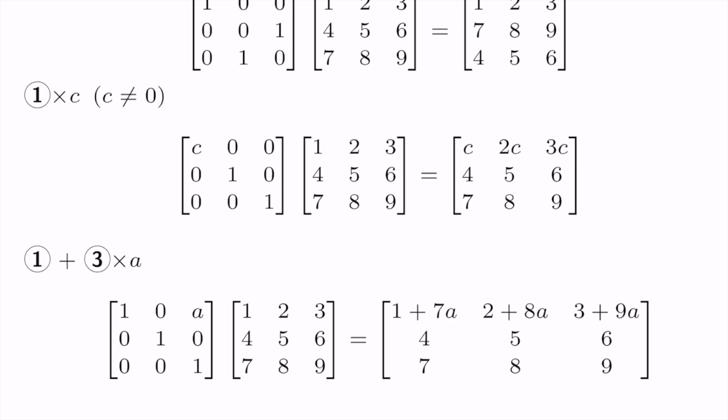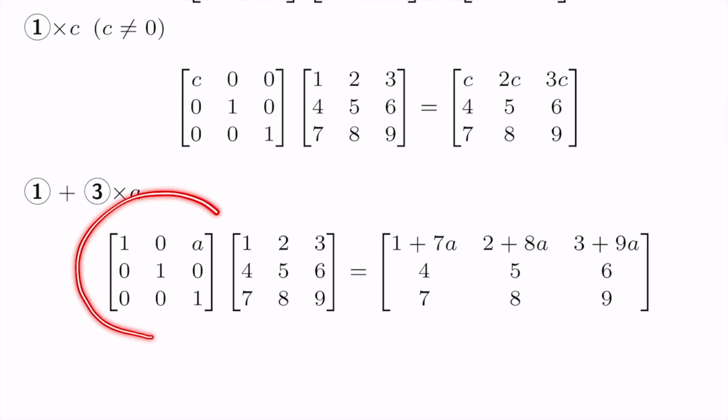And next, we want to add to the first row the third row times some constant a. To do that, we multiply this matrix from the left. Again, this is similar to the identity matrix, except that its 1,3 element is a instead of 0. So if we do this multiplication, we get this result. Indeed, the third row times a is added to the first row. Of course, the third row is unchanged.